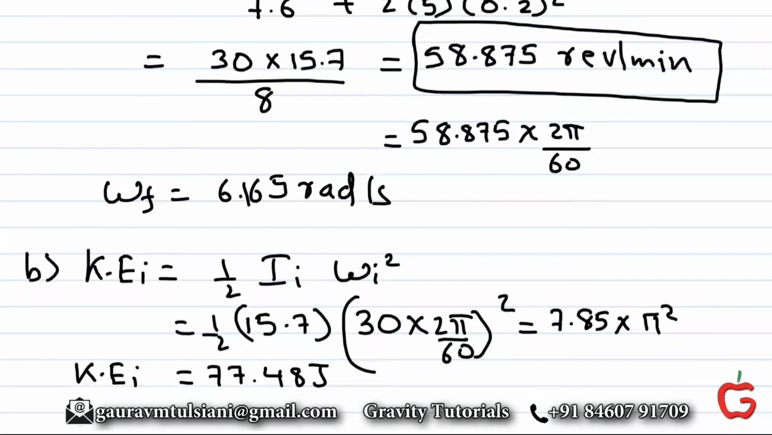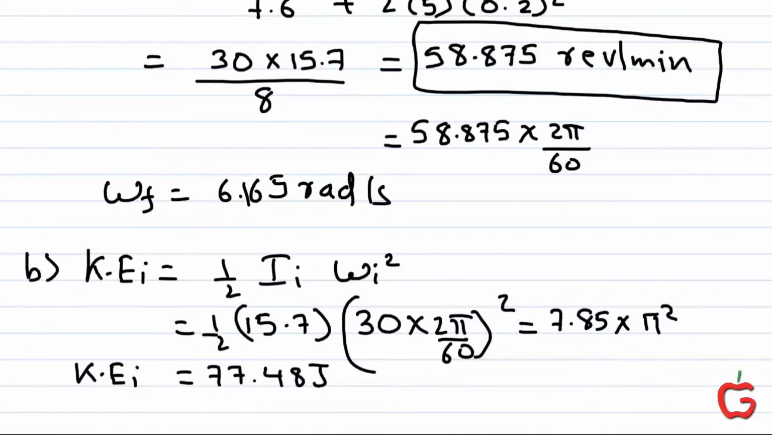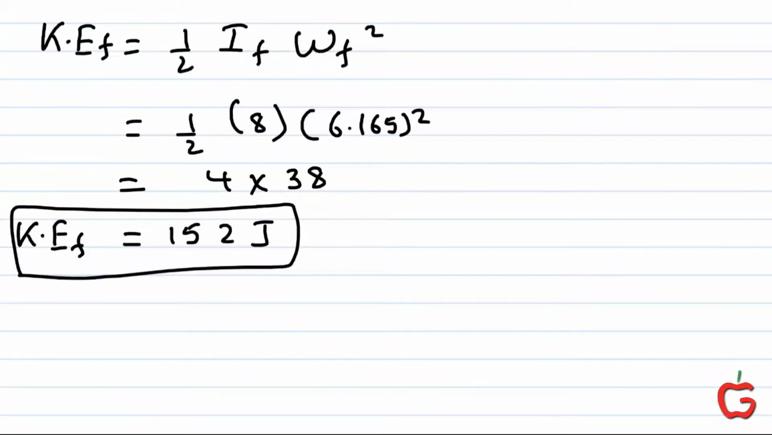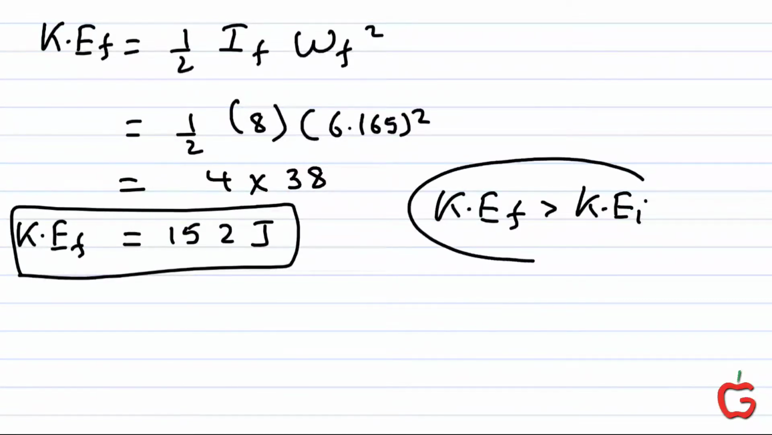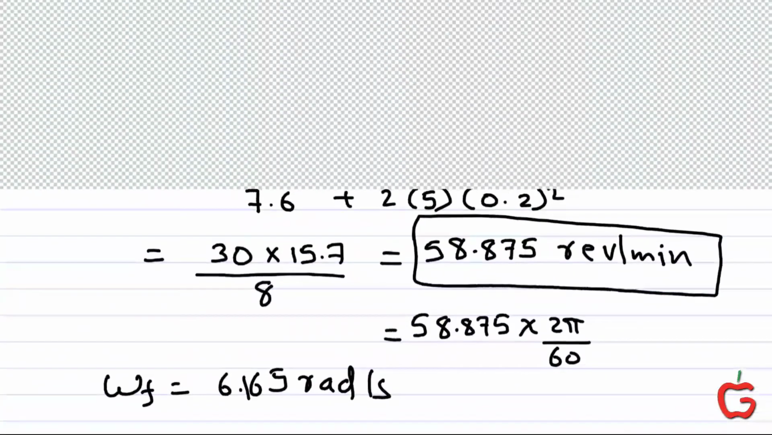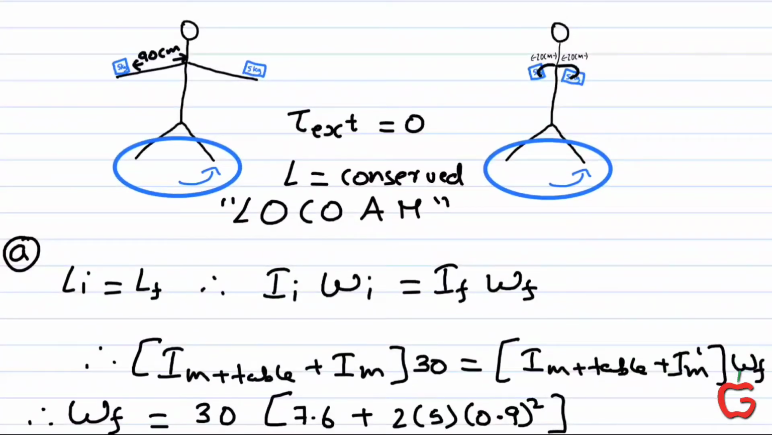The initial kinetic energy is 77.4 joules. So the kinetic energy is more than doubled. Not more than doubled, it's almost doubled. So the final kinetic energy is greater than the initial kinetic energy. And the question is, where does this kinetic energy come from? No external work is done. Whenever there is no external force or no external torque, the momentum has to be conserved.